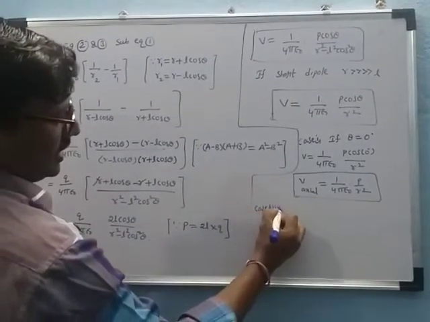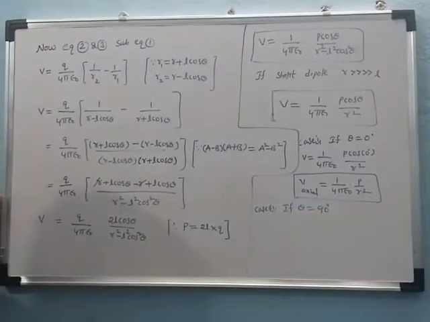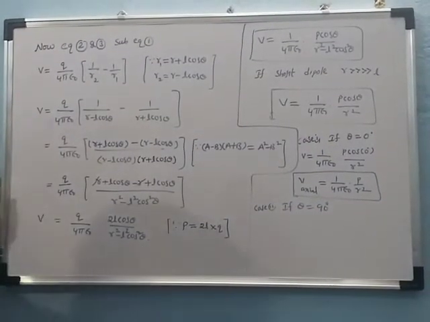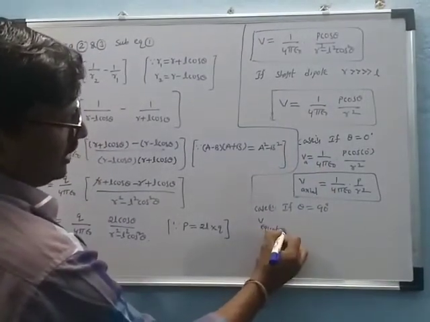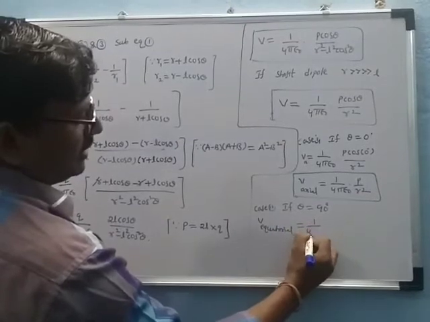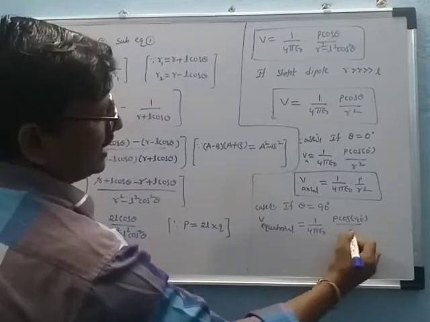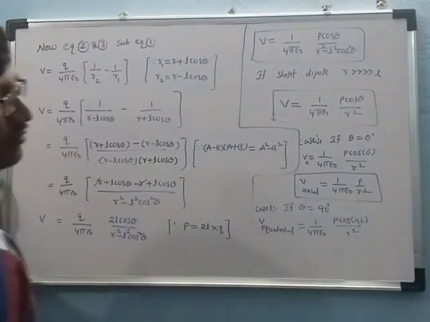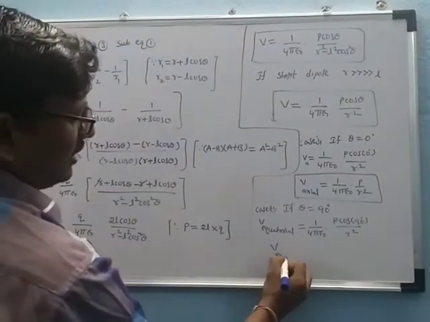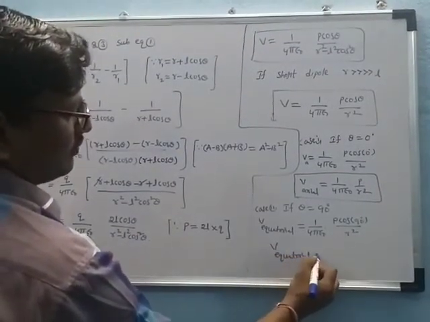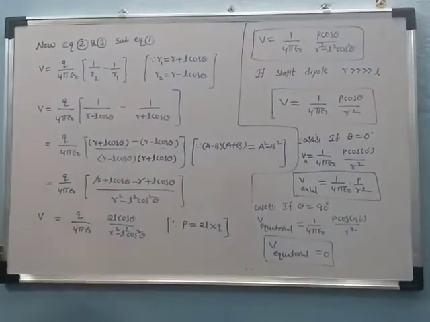Now case 2: if theta is equal to 90 degrees, that is called the perpendicular, nothing but the equatorial. Then V is equal to 1 by 4 pi epsilon naught P cos 90 degrees by R square. Cos 90 is 0, and 0 into anything is 0. Then the potential on the equatorial line is equal to 0.